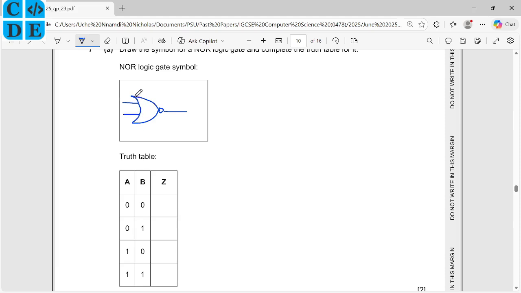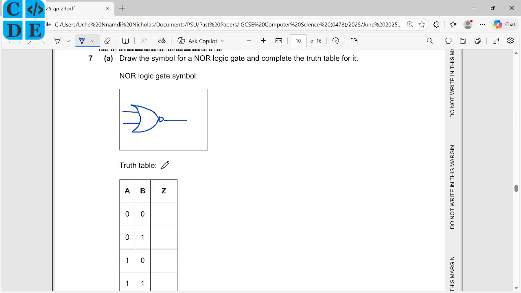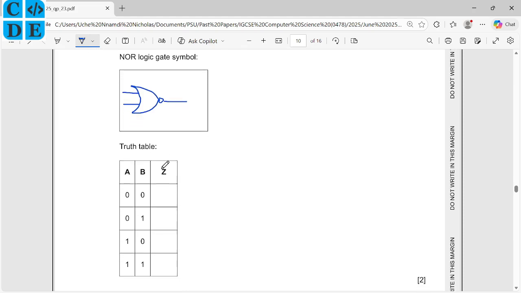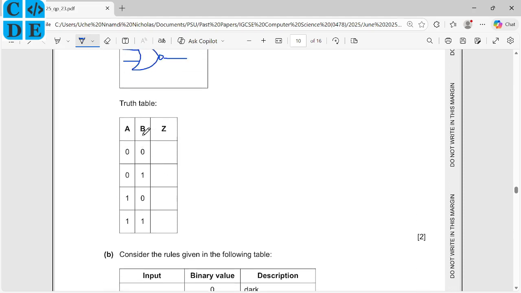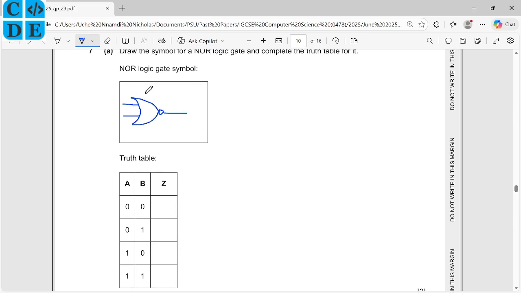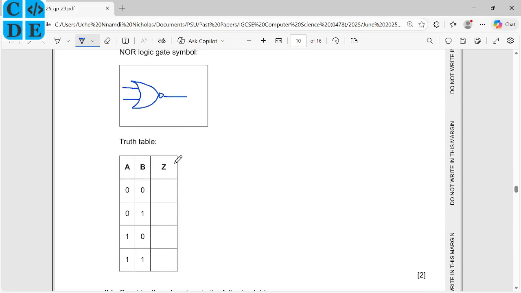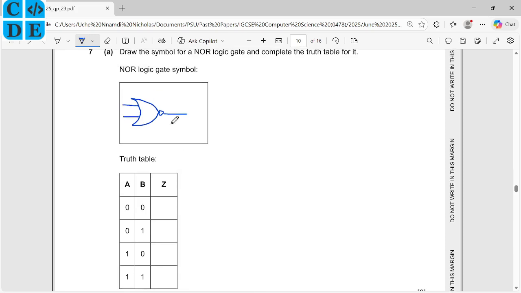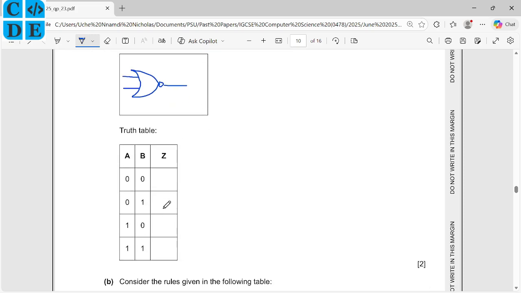So 2 curves, one shorter curve and then a longer curve, then with the NOT symbol in front of it. Okay, so we are asked to equally draw the truth table. So for the NOR gate, think of it as an OR gate with a NOT gate in front of it. So first things first, you need to do your OR operation before you now NOT the result.